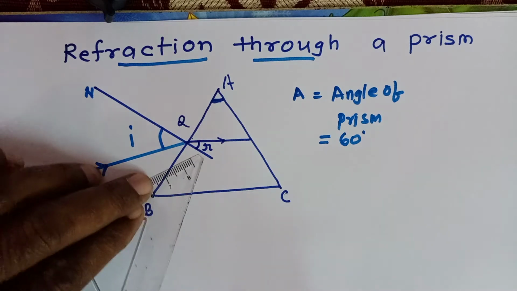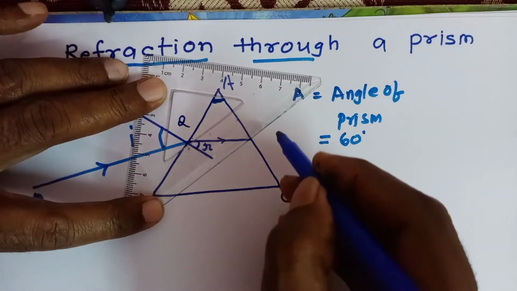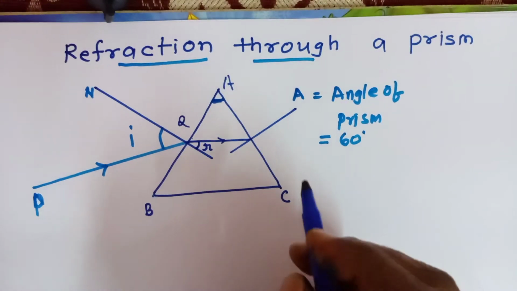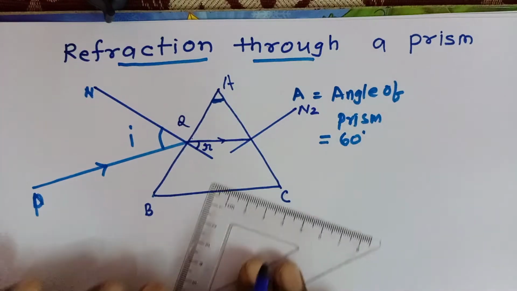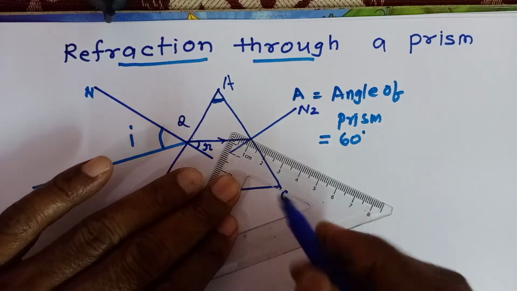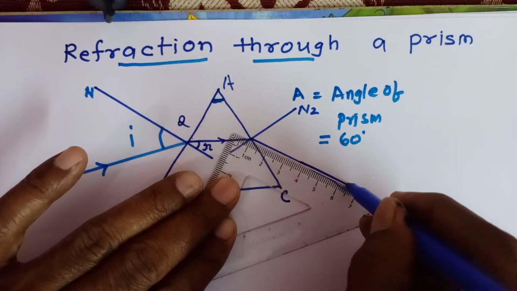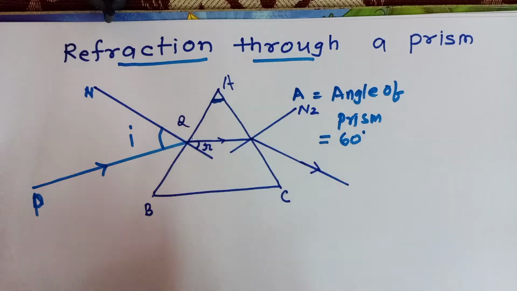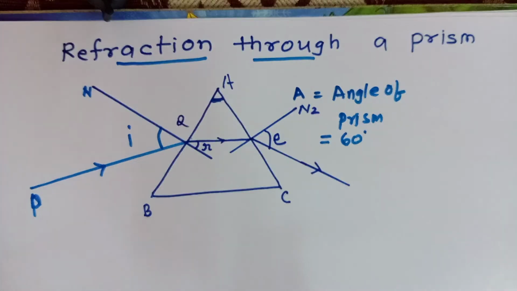Then on surface AC we will have another perpendicular normal, such that it will make an angle of 90 degrees. So this is normal N2, and the ray will go this side. It will move away from the normal. Actually we are discussing only the refraction phenomenon. So this angle will be the angle of emergence.